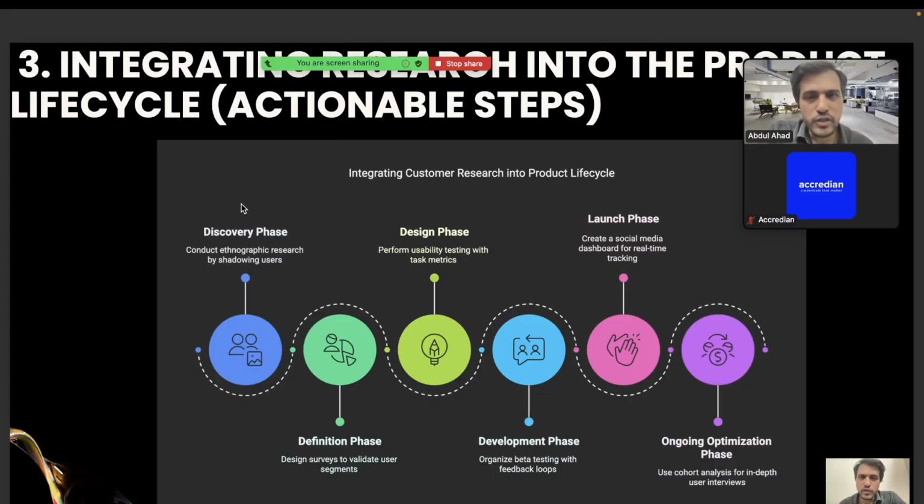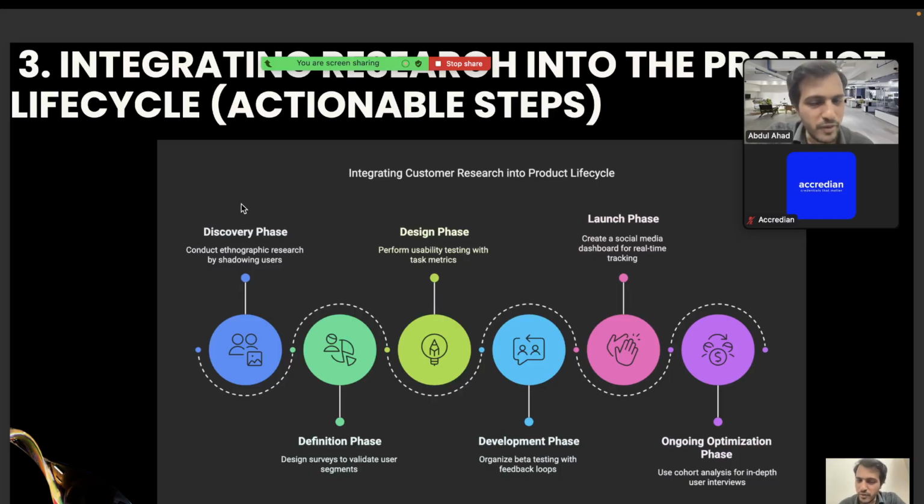Finally, it's important for us to integrate all of this into the product life cycle, so we can see a phase by phase view of it. We do a discovery based on ethnographic research. We shadow the users. We could also do research based on qualitative and quantitative data. We also run surveys, and using this, the intention is to finally define the problem. Using this, we want to design the usability testing with certain metrics.